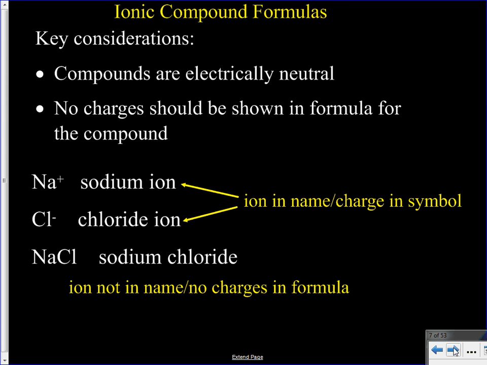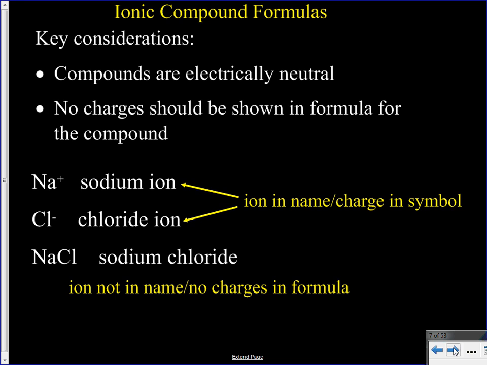That ionic compound is still made up of those ions. It's not like the sodium suddenly regains its electron and the chloride loses its electron. They're still charged ions that make up that compound, but when we write the formula for them, we're not going to show those charges because they're electrically neutral.